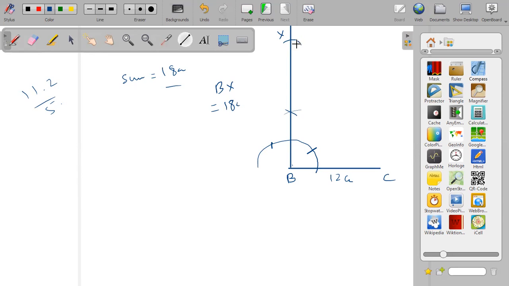Now you will join X to C. Now draw the perpendicular bisector of this line CX. How will you draw the perpendicular bisector? It will come like this. I'll draw a rough figure. From X, you will cut one arc here, one arc here. From C, you will intersect these two arcs. Join this. This will be the bisector, and that will be your point A. So join A to C, ABC is the required triangle.